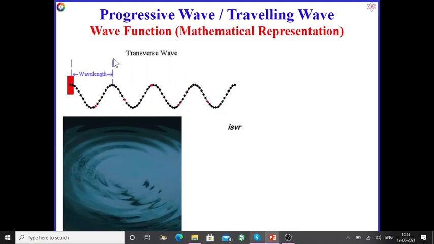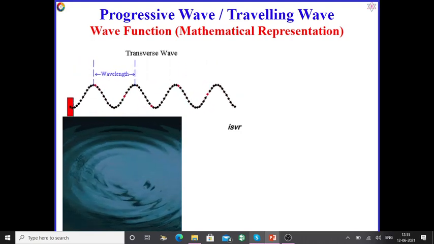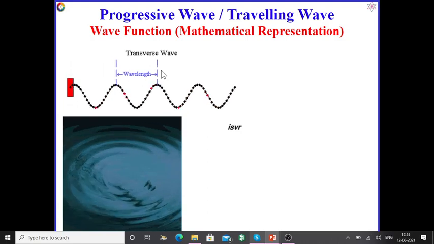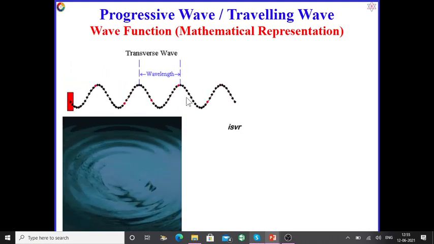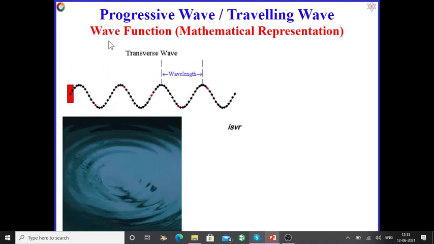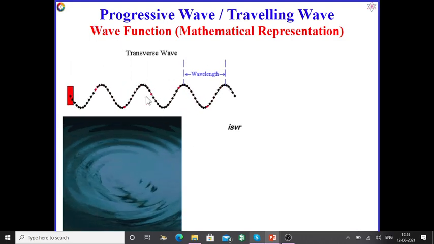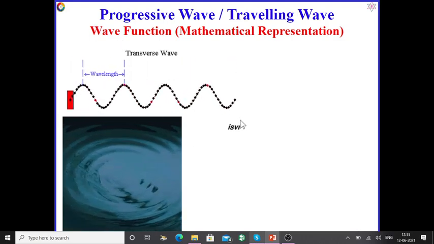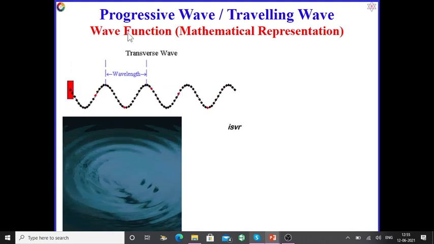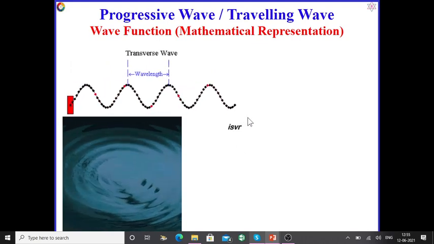And the difference between the longitudinal wave and the transverse wave, we are going to discuss in some other video. Today we are going to discuss basically how this wave is going to be represented mathematically. Okay, so what will be the wave function or mathematical representation of this wave?